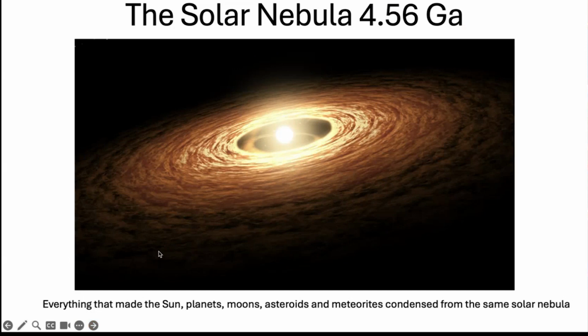So this is sort of an artist's impression of what the solar nebula looked like 4.56 billion years ago. The sun and all of this matter rotating around there, just waiting to turn into planets and people.